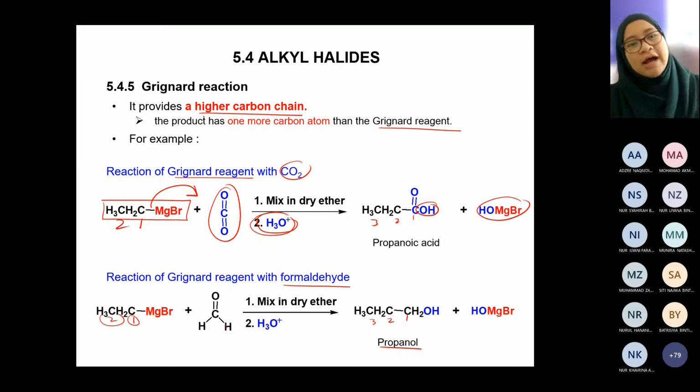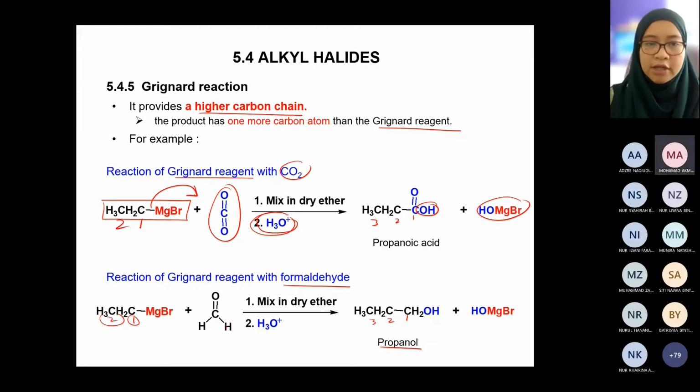Okay, so this is to highlight that when you use Grignard reagent, it helps to lengthen the carbon chain. Okay, initially it has less carbon, so once the Grignard reagent is added, the molecule will have more carbon. Okay, the product will have more carbon in it.